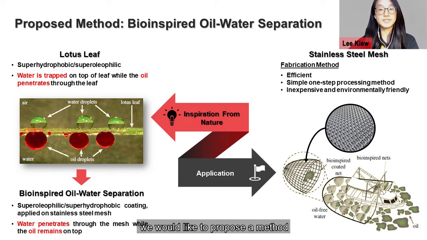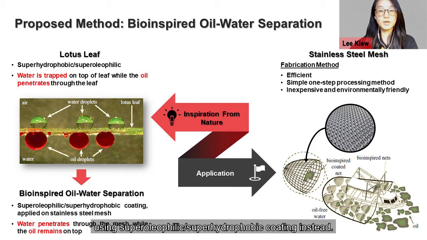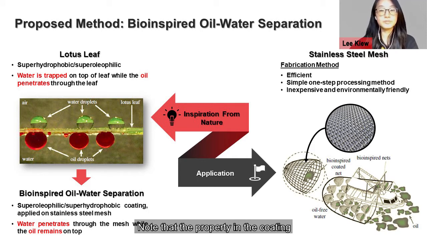Having explored the background of some of the methods available to separate oil spill from seawater, we would like to propose a method called fire-inspired oil-water separation, or simply filtration. It is inspired from lotus leaf, which has super hydrophobic/super oleophilic property, where water will be trapped on top of the leaf but allowing oil to penetrate through. With this inspiration in mind, it can be applied to separate oil from water using super oleophilic/super hydrophobic coating instead. Note that the property in the coating is opposite of that in lotus leaf, because essentially we want the water to penetrate through but allowing oil to remain on top so that we can filter out the oil from seawater.